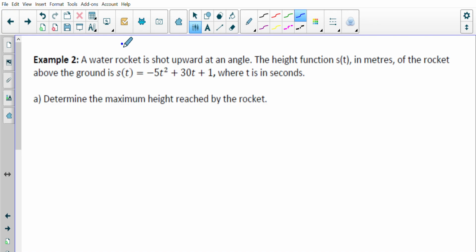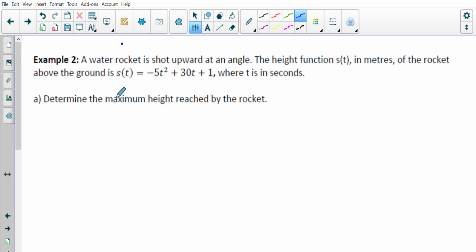Now let's try something a little bit different, or not completely different. A water rocket is shot upward at an angle. The height function s of t, in meters, of the rocket above the ground is given by this equation, where t is in seconds. Determine the maximum height reached by the rocket.